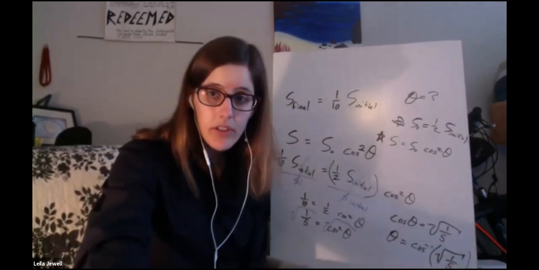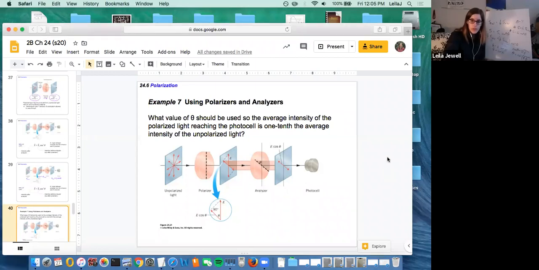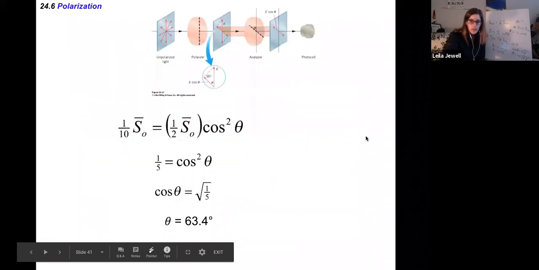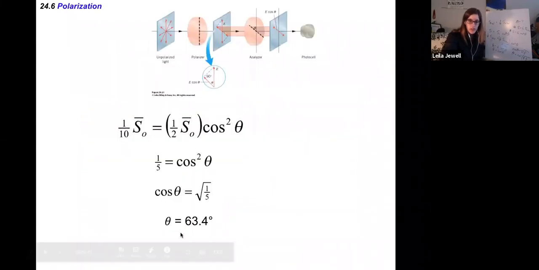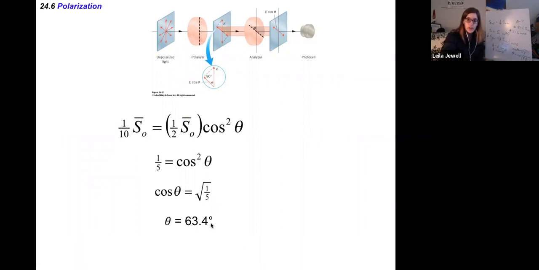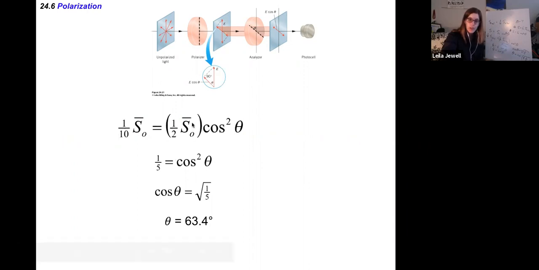Okay, and all of these steps actually are shown within the slides here. So if we go to the next slide, you can see the steps that they've plugged in, and the final angle there is 63.4 degrees. So that's pretty nifty. That was just the only thing they really gave us, is that we wanted our intensity to be 1/10 of what it originally was at the unpolarized light stage.